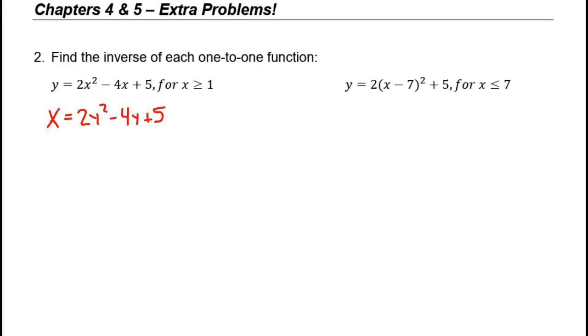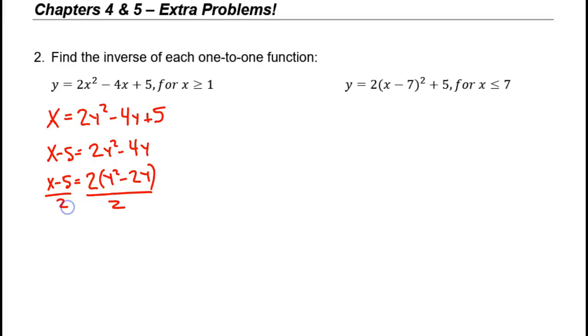So first thing I'm going to do here is subtract 5 from both sides, and that gets my y terms all by themselves. The next thing I'm going to do is factor out a 2 from the right hand side. That's going to give me x minus 5 equals 2 times quantity y squared minus 2y. I'm going to go ahead and divide both sides by 2 to get the y variables all by themselves. I now have x minus 5 over 2 equals y squared minus 2y.